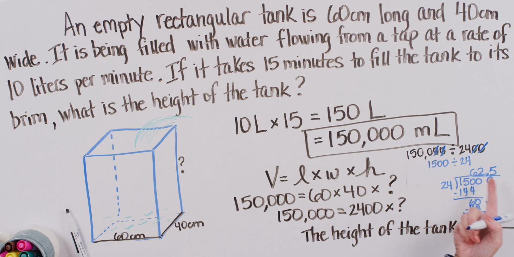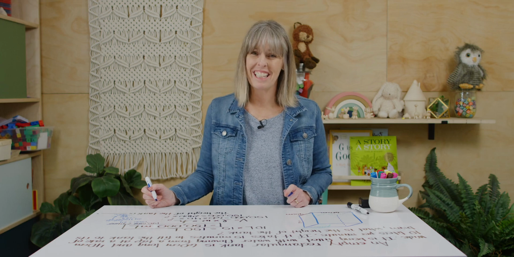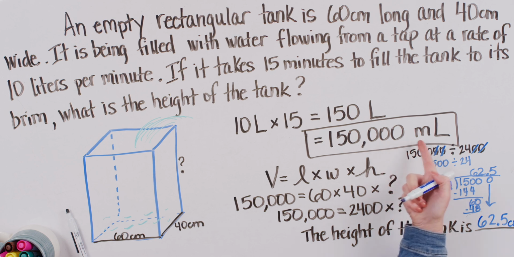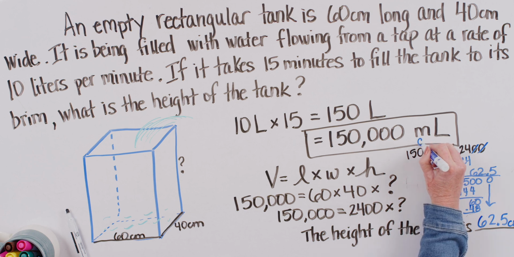Did you get 62 and 5/10? Hopefully you did. That's what I got. So in order to fill this tank to the brim, the height of the tank must be, I'm going to erase this since it's moving into my answer there, 62 and 5/10 what? We're just looking for a height, so it must be just centimeters. And again, remember that our milliliters also did equal our centimeters cubed.